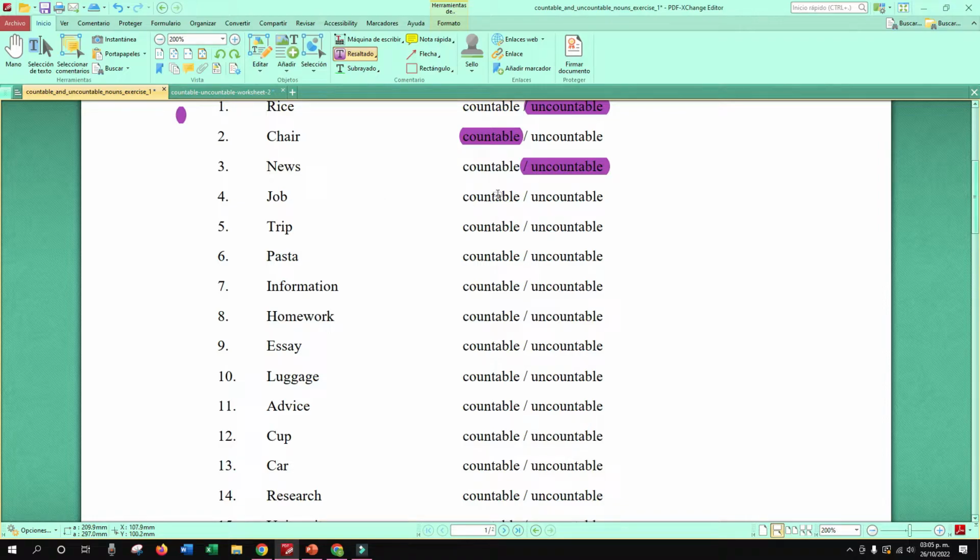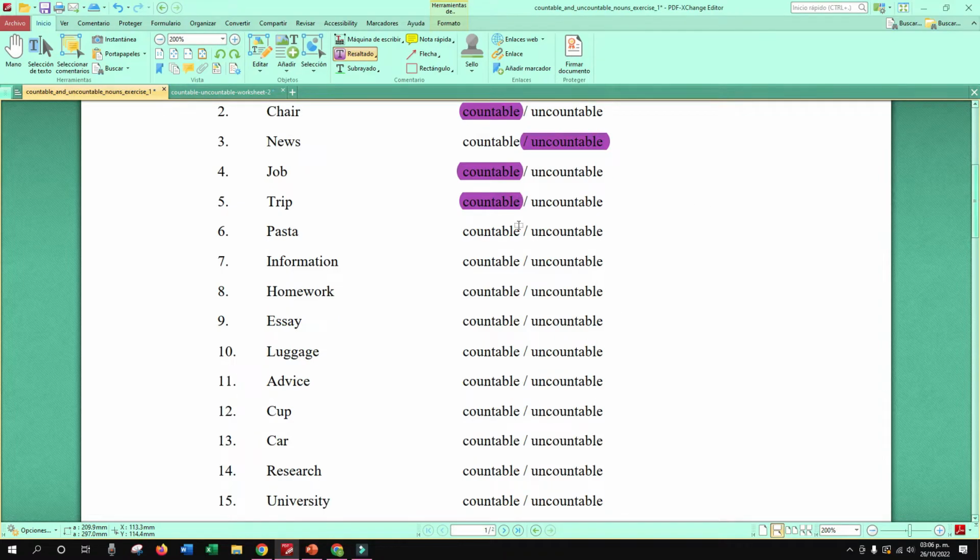Job. Uncountable? Remember, work, that is uncountable. Job, that is countable, right? So pay attention to that one. What about trip? Do you know trip? Viaje. It will be countable or uncountable? Countable. Yes. Countable. Perfect.